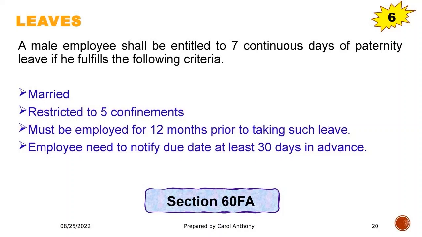Lastly, employee need to notify due date at least 30 days in advance. So if 31st August is the due date, which is the wife about to deliver on that day, then 30 days before would be 30th of July, sorry, or 1st of August, they need to inform the company. Otherwise, he won't be entitled for the 7 days. This is to protect the employer so that the employer can plan, because 7 days is a long period. So you need advance notice so that you can plan for replacement or reschedule work. Okay, that is why this rule is here.